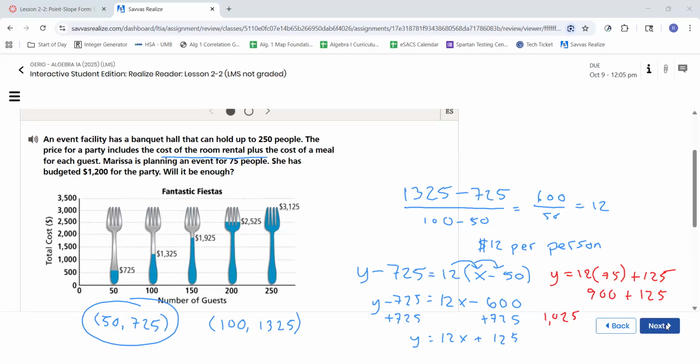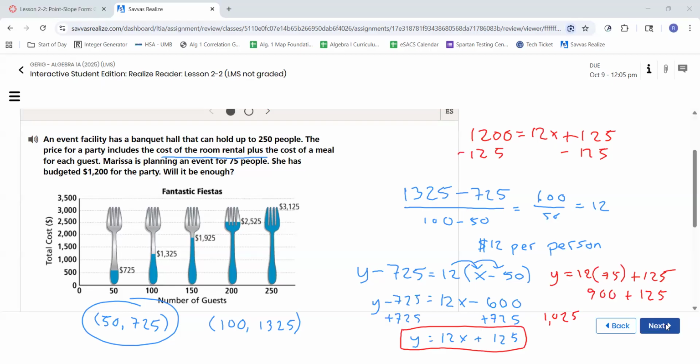Now you can actually go a step further, okay? If I have $1,200 budgeted, how many people could I invite? I'm going to use this equation to help me answer that. $1,200 is a Y value. I'm going to put that in for Y. And I can figure out how many people I could bring. So I'm going to subtract 125 and divide by 12.